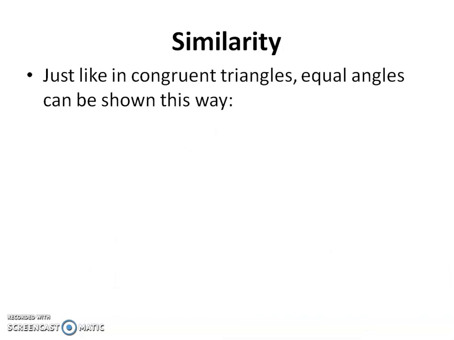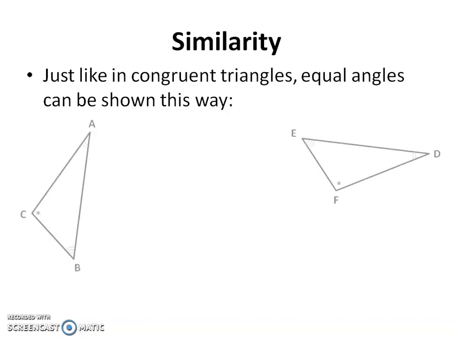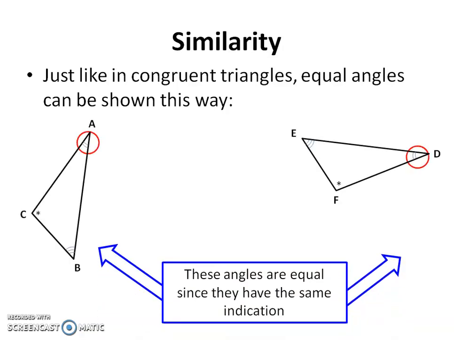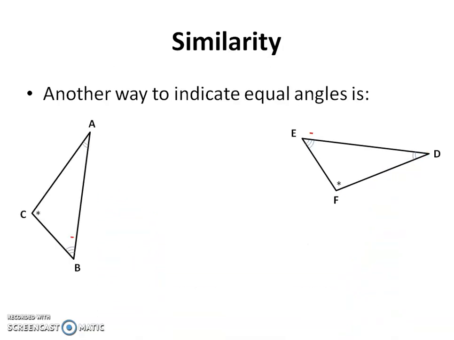Just like in congruent triangles, equal angles don't have to be shown with the numerical angle. They can be shown with symbols. So for instance, these two are the same because they have the same indication. These two have the same indication. These two have the same indication.